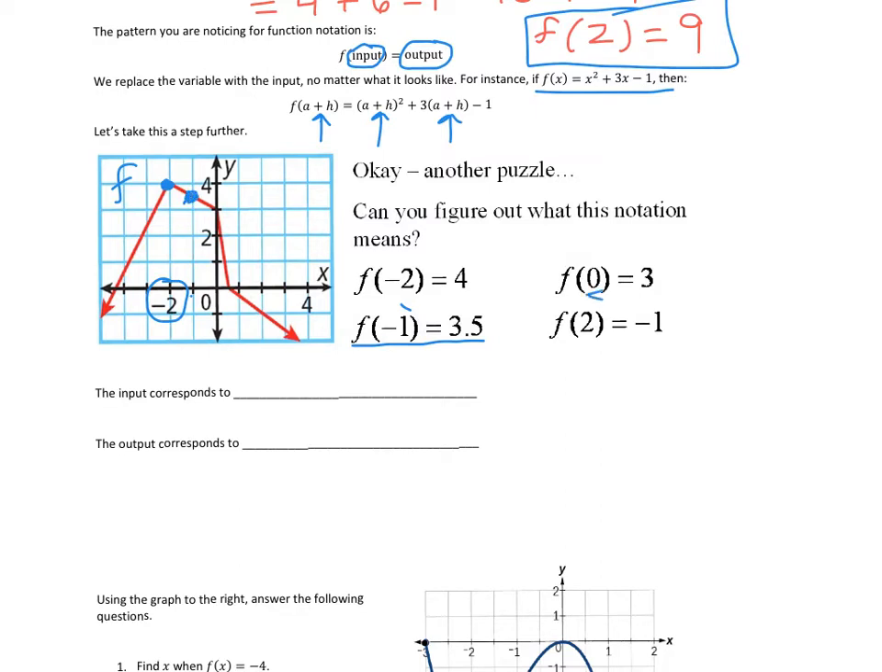0 is your input, 3 is your output. 0, 3. Okay, so the input corresponds to the x values, or the independent variable, and the output is all your y values or your f of x, and that's your dependent variable.